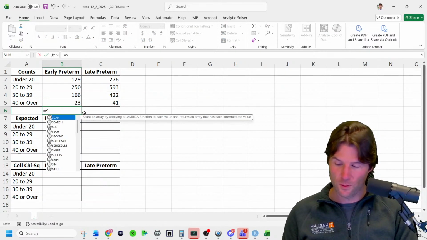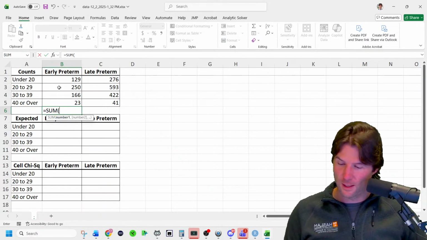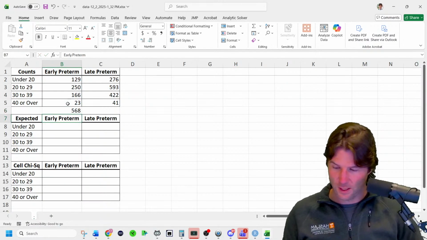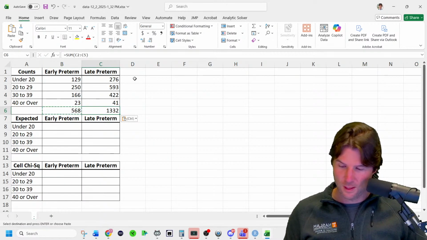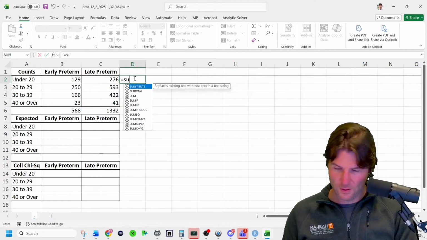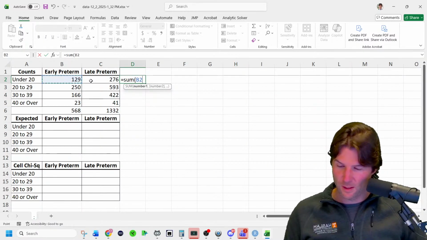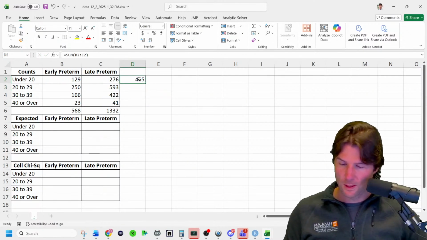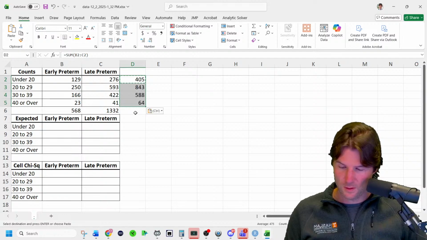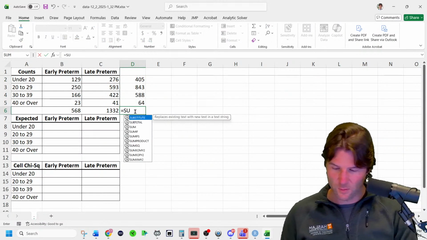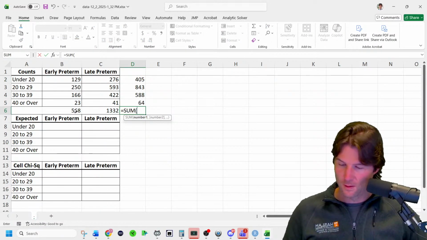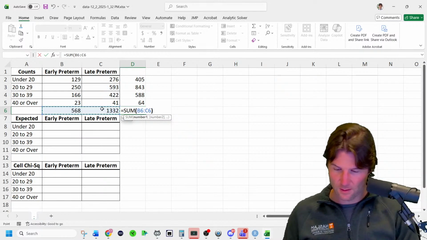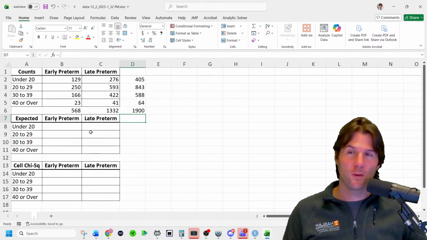So we're going to go equals sum, and then we're going to take this and close that. Take this and do that. Equals sum. Open it up right here. And then do this. And it doesn't matter which way you sum. You can sum these up like that. There we go. So now we need to find the expecteds.